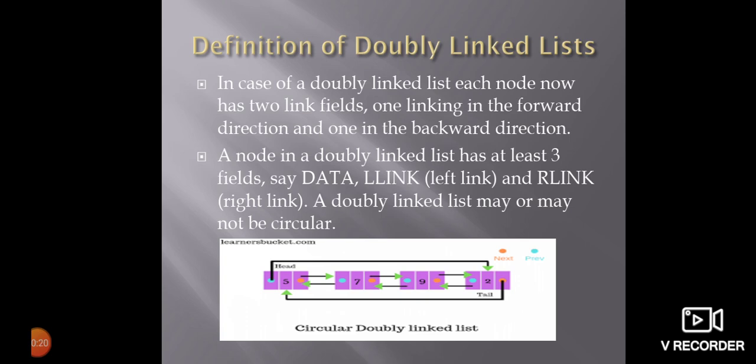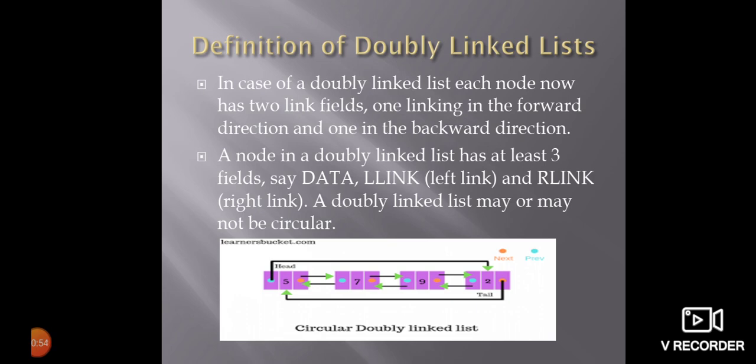Going to the first slide, in a doubly linked list, the node structure has the left link, which is the leftmost, and then the data and the right link. This is actually the node structure. In a doubly linked list, each node will be having two link fields, one in the forward direction and the other in the backward direction. The left link will be pointing to the previous node, whereas the right link will be pointing to the next node, so that you can move in both directions.